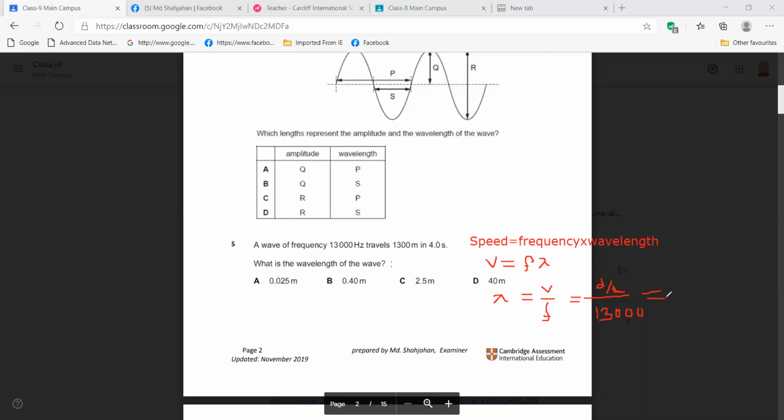We know d is here 1300 meter and time is given 4 seconds. So you put these values and you get the value of speed. How much is coming? 1300 divided by 4. How much is it? 0.025, I think. 1300 divided by 4. Sir, it's 325, sir. 325. So you write that one first. The answer is 325.